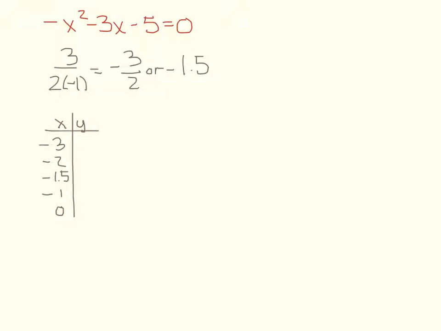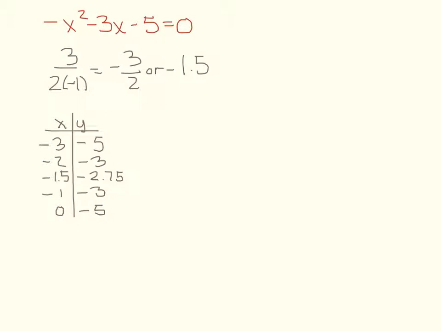If I plug in 0, I'm going to start at the bottom. If I plug in 0, I get negative 5. If I plug in negative 1, I get negative 3. It gets tricky when you start plugging in halves and whatnot, but you're going to end up with negative 2.75. What I'm noticing is that as my numbers get bigger, they are getting more and more negative.